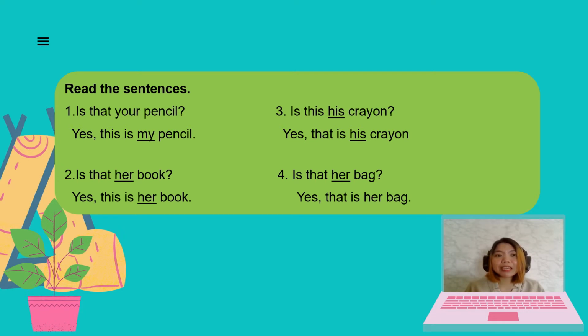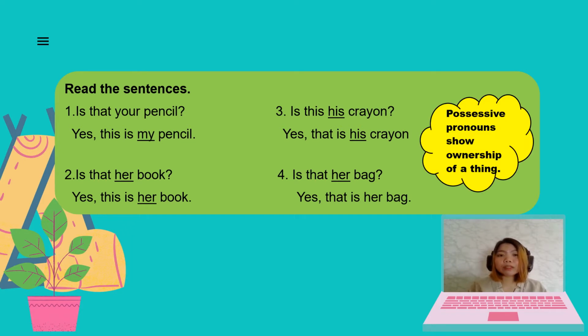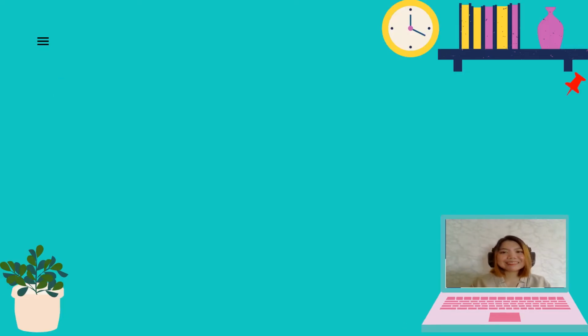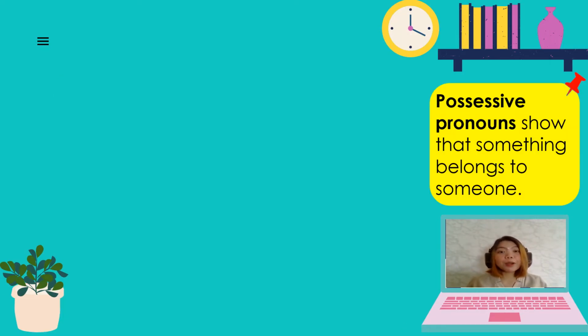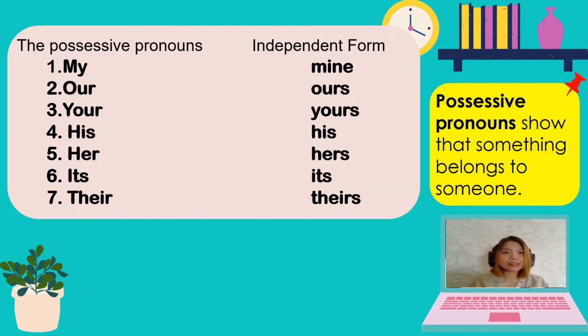Very good. The words my, his, and her show ownership of a thing. And they are examples of what we call possessive pronouns. When we say possessive pronouns, it shows ownership of a thing. Again, when we say possessive pronouns, it shows that something belongs to someone.